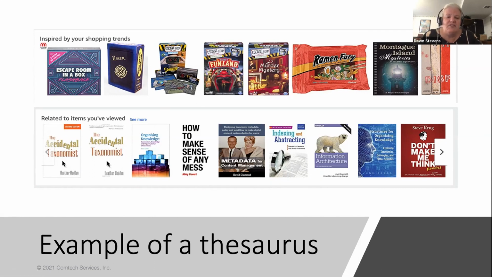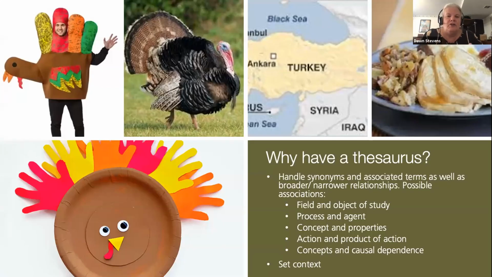So why do we have the thesaurus? Again, really to be able to handle our synonyms and our associated terms, as well as just that hierarchical relationship. So, here we see, again, another example of context: what kind of thing are we talking about when we're talking about Turkey? And so we can establish that context and then give ourselves related words to that particular context.